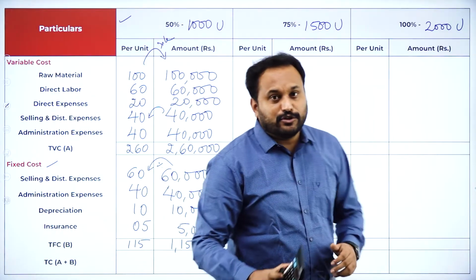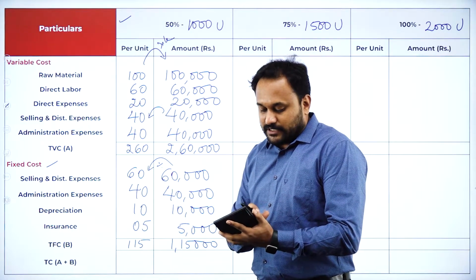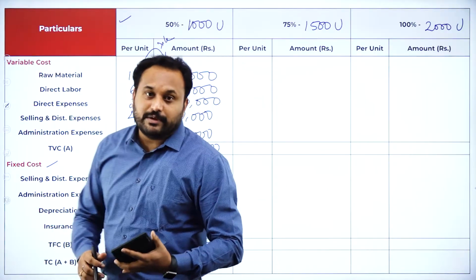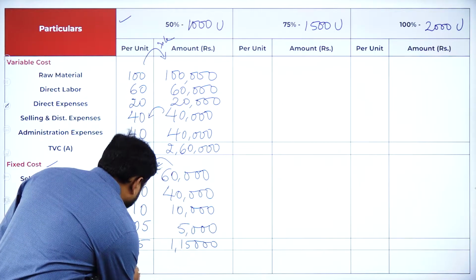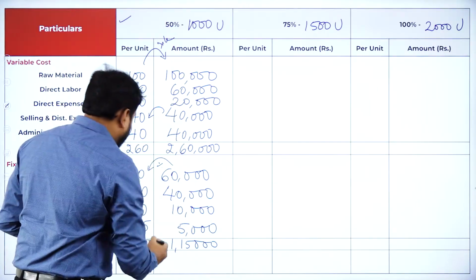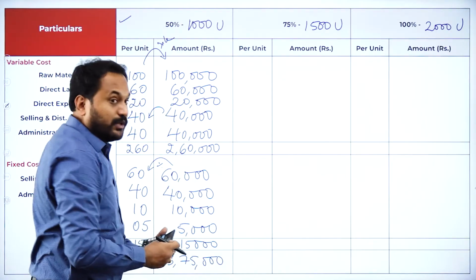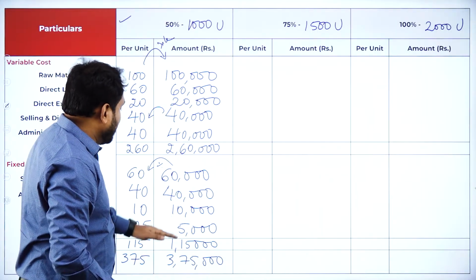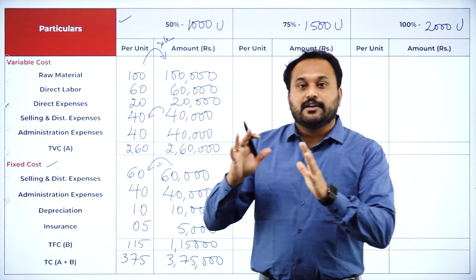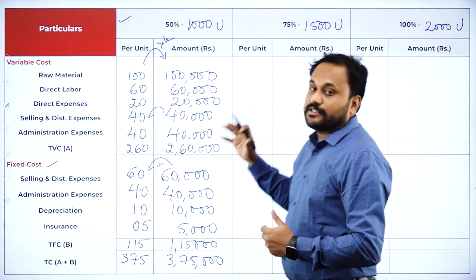Now I want you people to use your calculator. Now 260 and 115, that is 260 plus 115. 375 is what we have actually got. So we'll be writing here 375. Now 375 into 1 lakh is what? 3,75,000. You can do like this or add 2,60,000 plus 1,15,000. So same 3,75,000 you will get. This is the first thing we have done, for 50%. Now we are supposed to go with 75% and 100%.